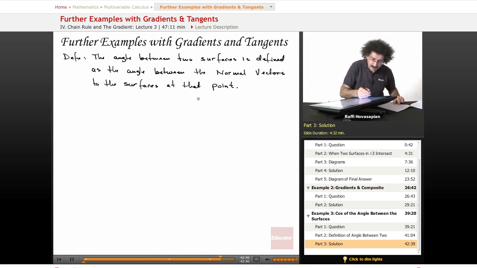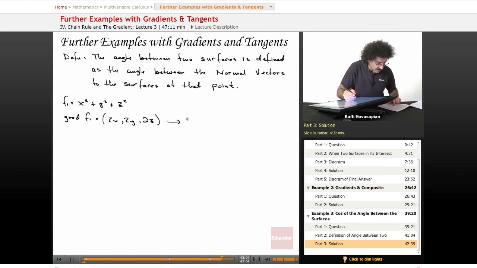Nice and easy. Okay, so f1 equals x squared plus y squared plus z squared. Now the gradient of f1 equals 2x, 2y, 2z. When we evaluate at the particular point, we end up with minus 2, 2, and minus 12. So that's one of them. Now the gradient of f2. This vector is normal to the surface at the particular point we're discussing.